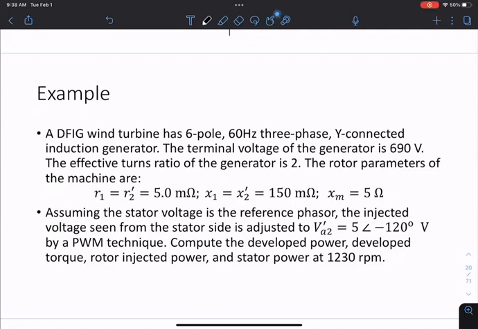This voltage needs a reference. When we talk about complex voltages, we need a reference. And the reference is typically taken, most of the time, as the stator voltage. So VA1 will still be the reference most of the time. We're going to develop this voltage with a pulse-width modulation technique. So somehow I can give you this voltage, and then compute developed power, developed torque, rotor injected power, and stator power. We're just putting all those equations into use.